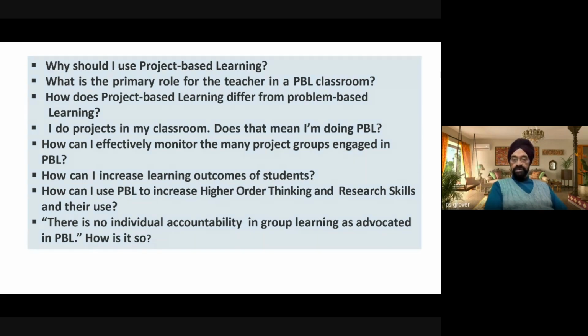There is no individual accountability in group learning as advocated in PBL. How is it so? Now, when students are working in a group, then it becomes quite challenging and difficult to look for the accountability. So these are the challenges which are there, and we will see how one can handle them during this course of sessions.